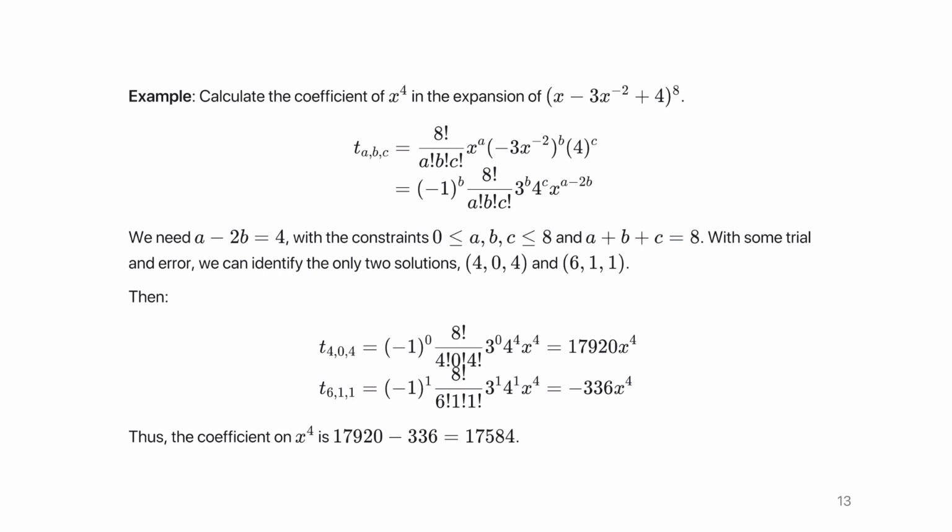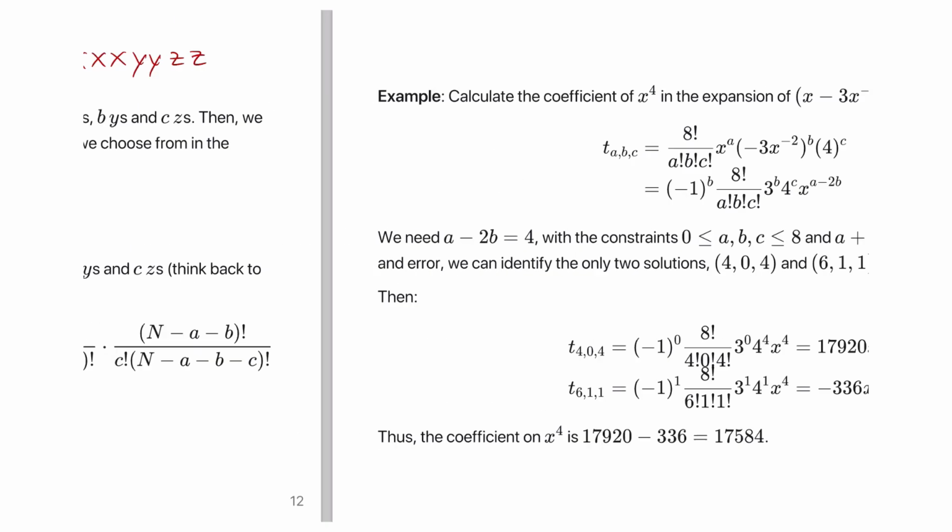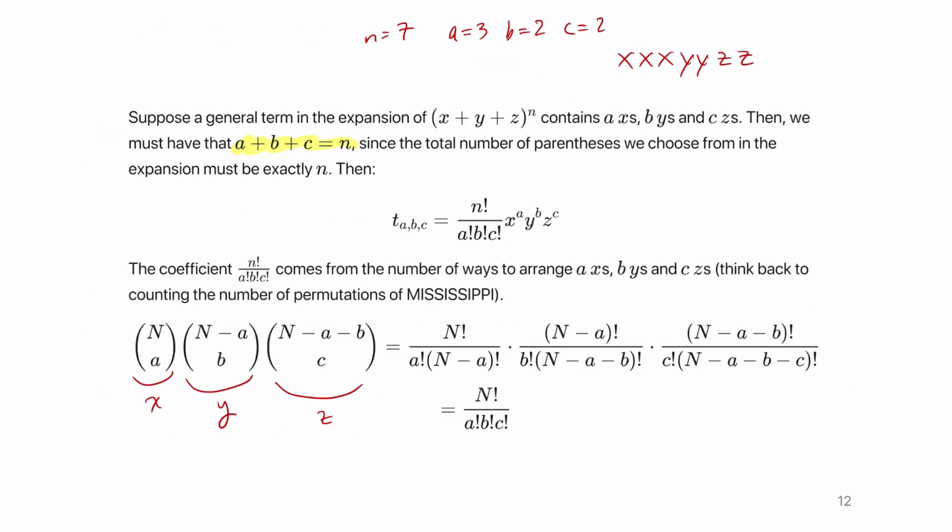Suppose we want to calculate the coefficient of x^4 in the expansion of (x - 3x^-2 + 4) all to the exponent 8. Over here, we gave you the recipe for the general term of a trinomial expansion. This is the general term.